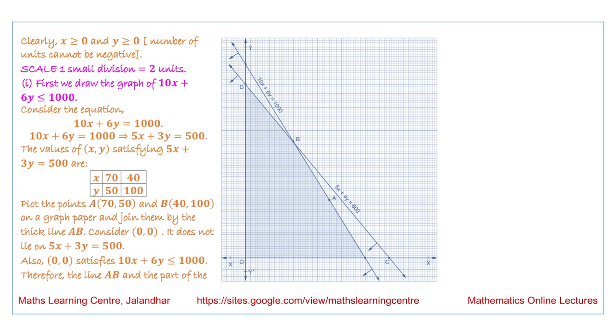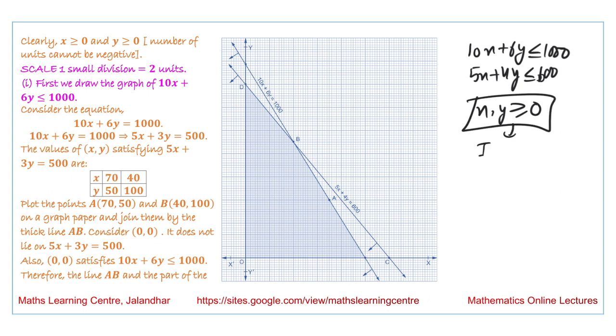The inequations we have are 10x plus 6y is less than or equal to 1000, 5x plus 4y is less than or equal to 600, and x and y are greater than or equal to 0. This represents that we are solving it in the first quadrant. Corresponding to the first inequation, for the equality sign we have plotted this line here, and corresponding to 5x plus 4y is less than or equal to 600, for equality we have plotted this line here.